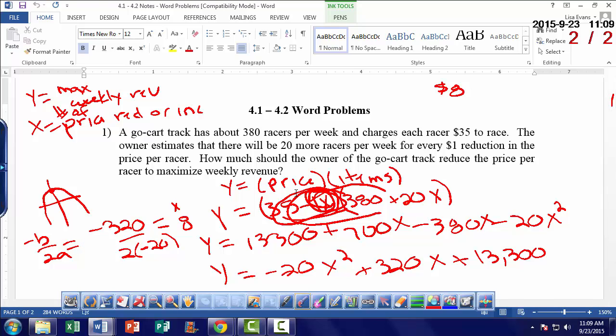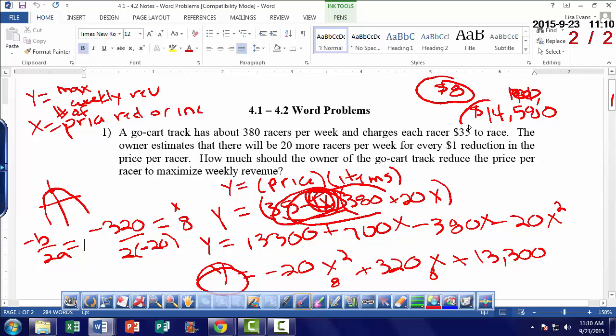Now this question I didn't ask you for weekly revenue, but if I did, you would need to plug 8 back into our x's and you would need to solve for y. If I did that, just so you know, we would get a weekly revenue of $14,580. Okay, this is our price reduction we're taking. It's going to make our weekly revenue to be $14,580.